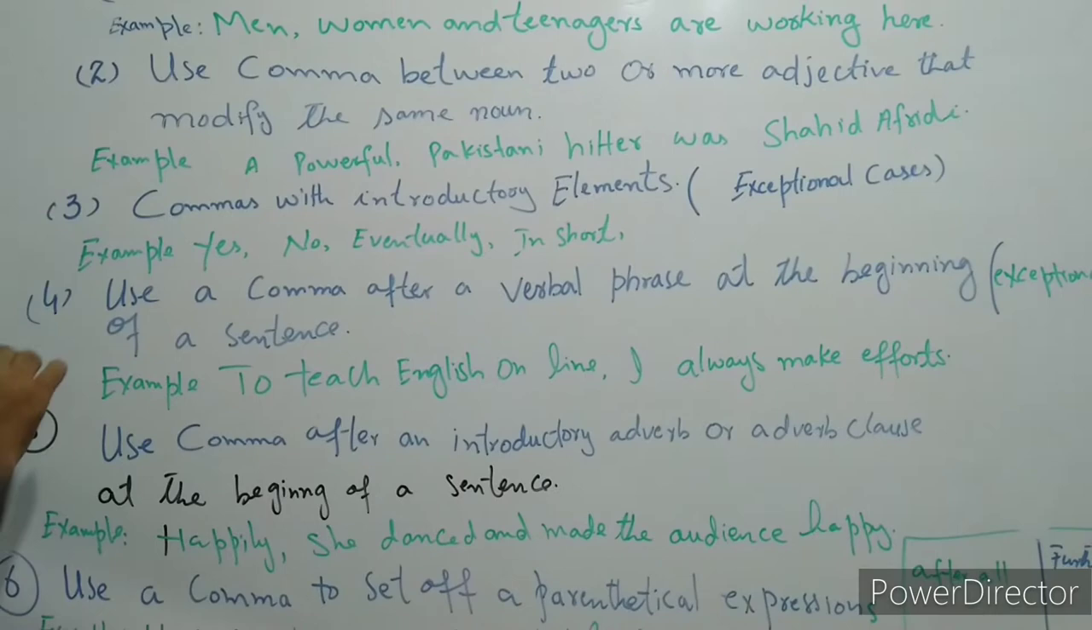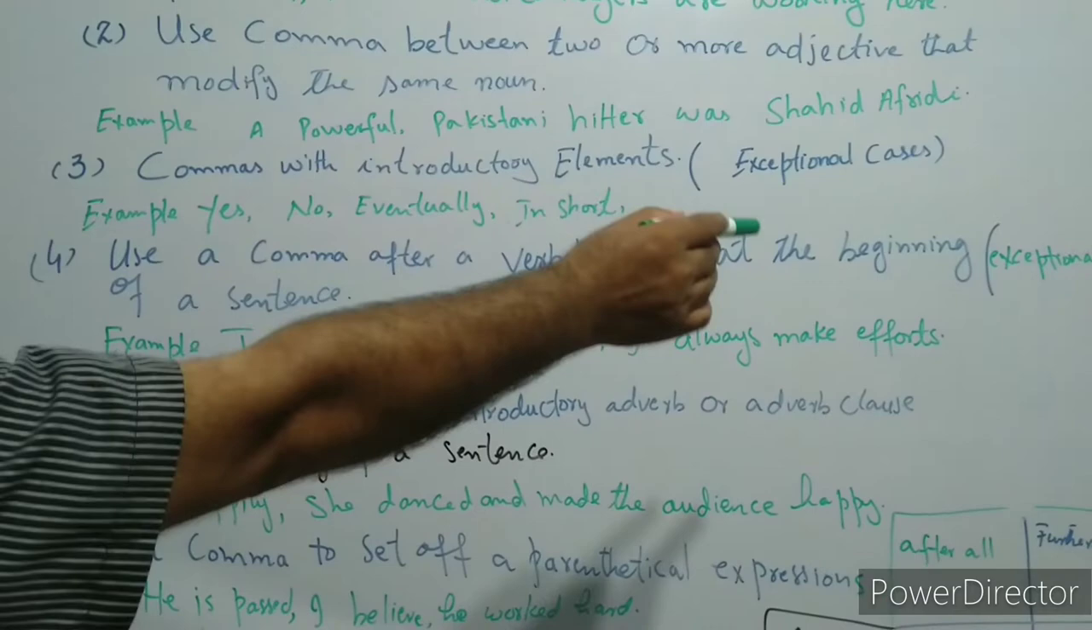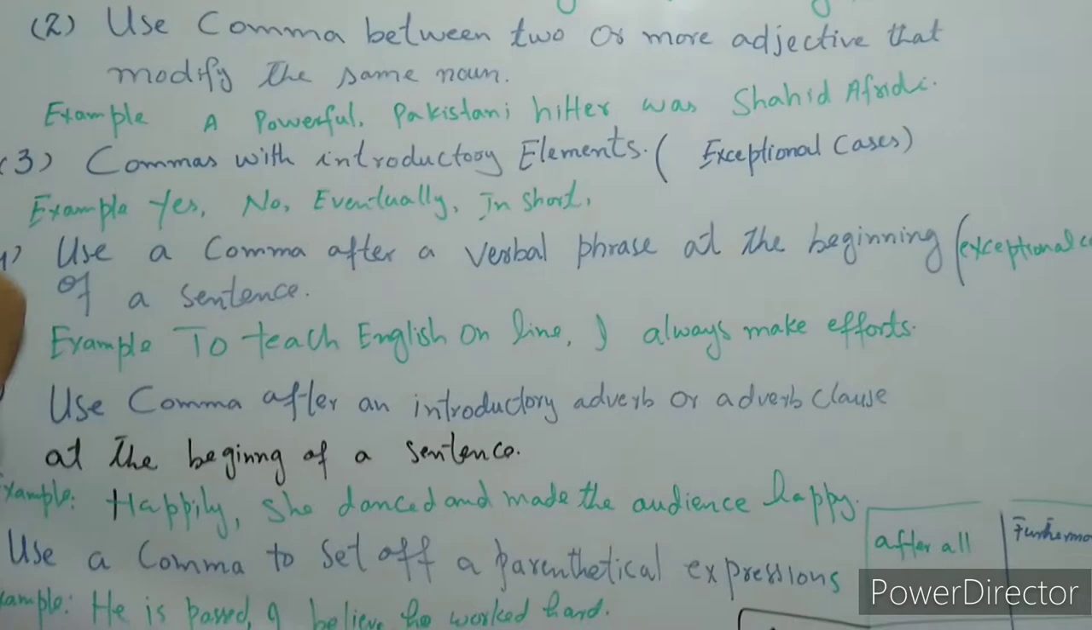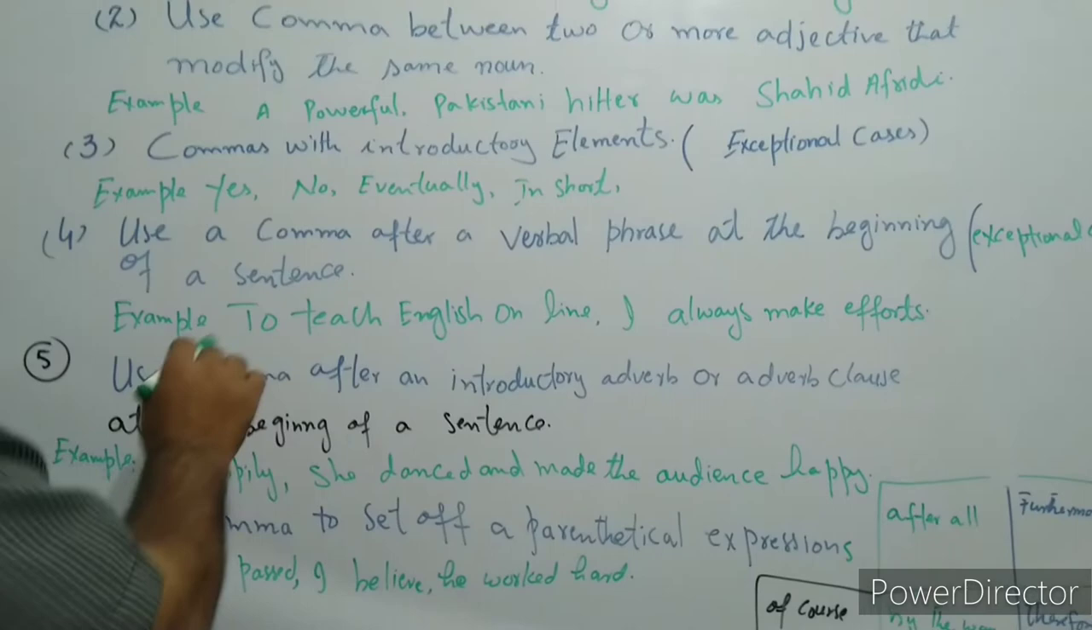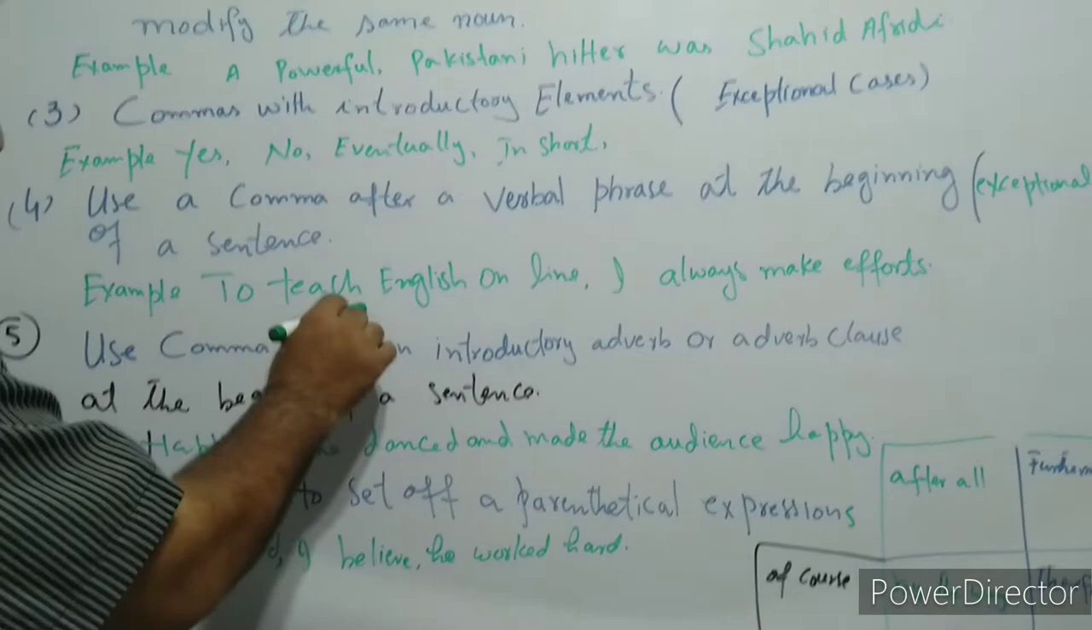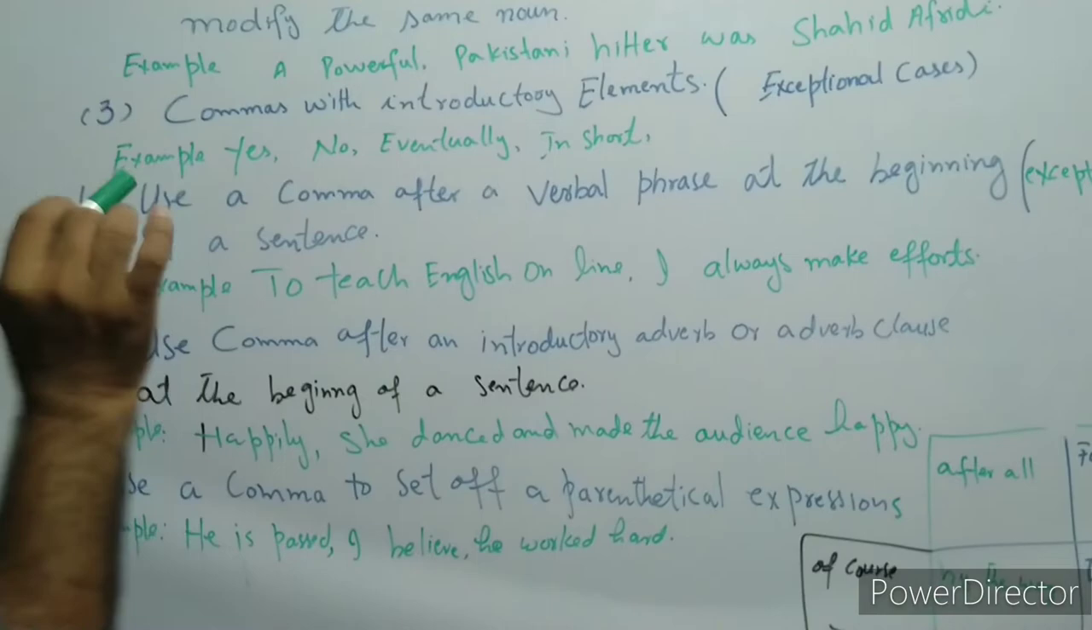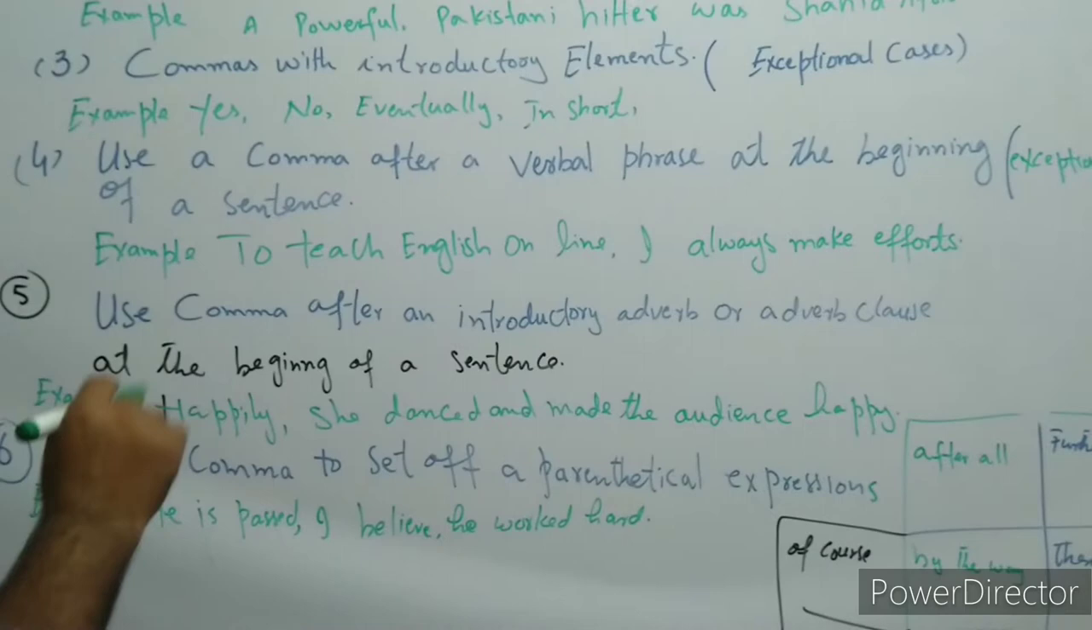Case number four: use a comma after a verbal phrase at the beginning. Example: to teach English online, I always make efforts. To teach English online is a verbal phrase. All infinitives are verbals. They do the function of a noun, but their structure is of a verb, so a verbal phrase. Here, you can see comma is required.